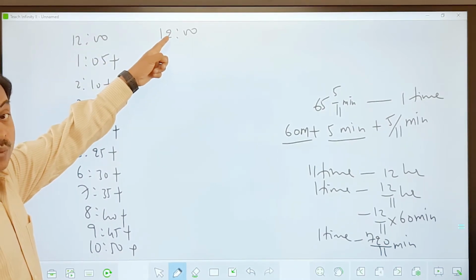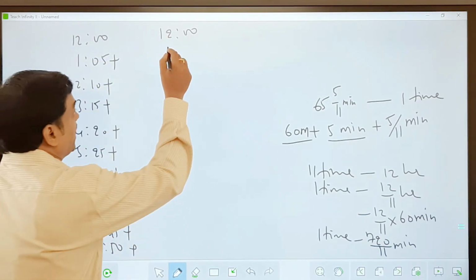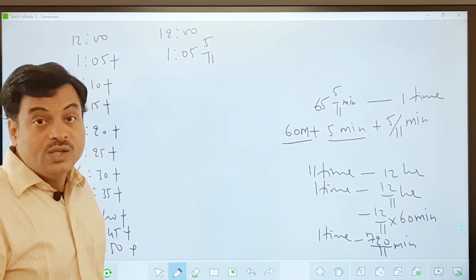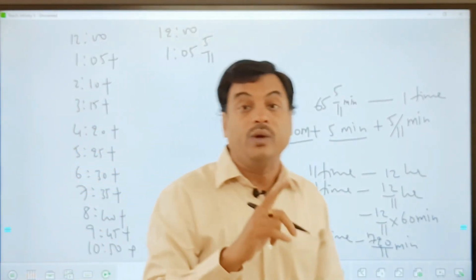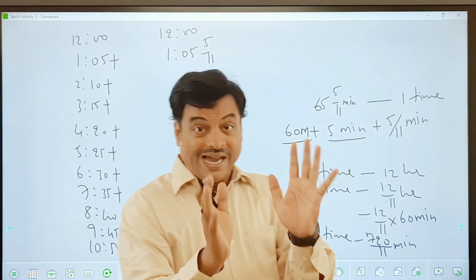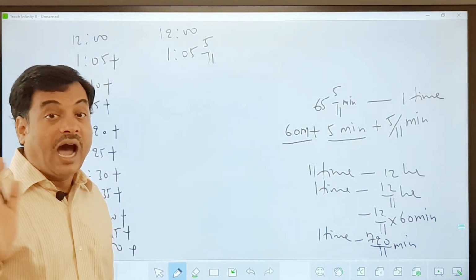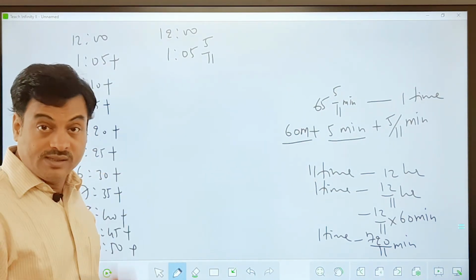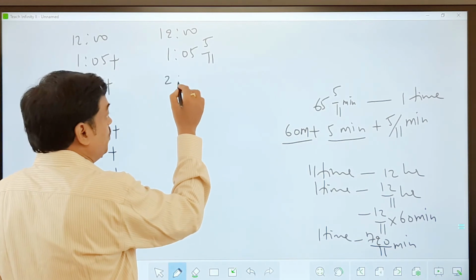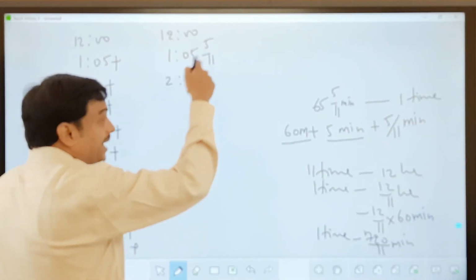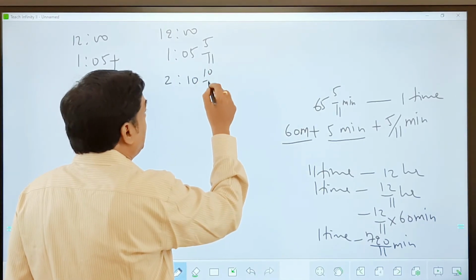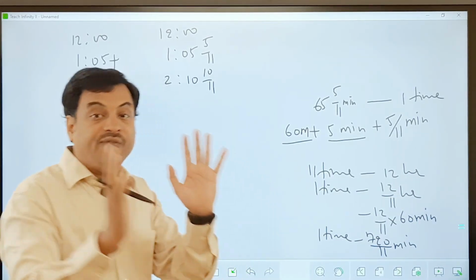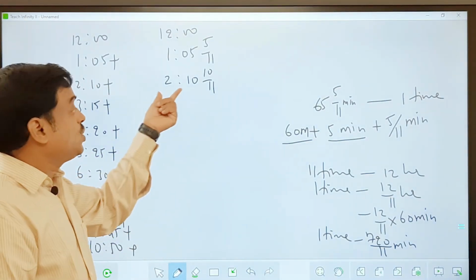Adding 1 hour, this becomes 1. Adding 5 minutes, it becomes 1:05. So you get 1 hour 5 minutes added here, and instead of plus, the 5 by 11 fraction part. So this is the exact time when the two hands coincide between 12 and 1. We are all assuming that after 1 o'clock when they coincide, this is the time. Now again add 1 hour 5 minutes to this. Adding 1 hour, this becomes 2. Adding 5 minutes, this becomes 10. 5 by 11 plus 5 by 11 will be 10 by 11. So between 2 and 3, if anyone asks you when the two hands coincide, it's 2:10 and 10 by 11.